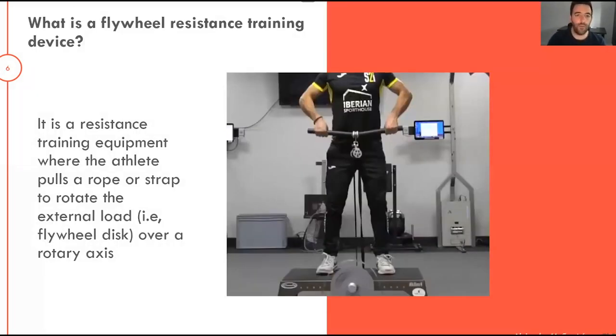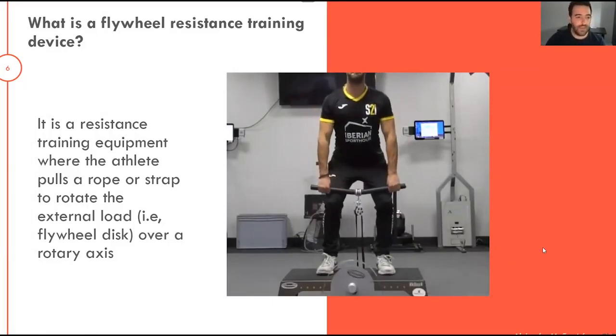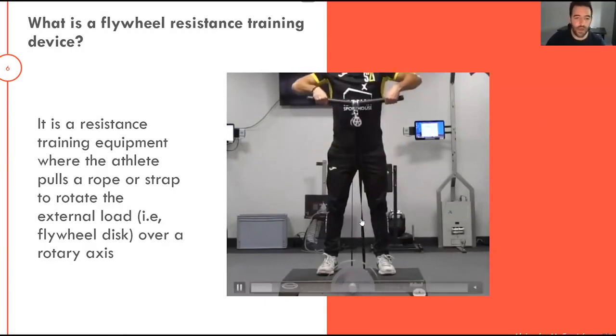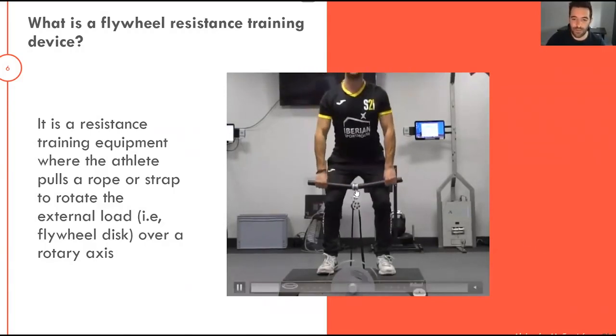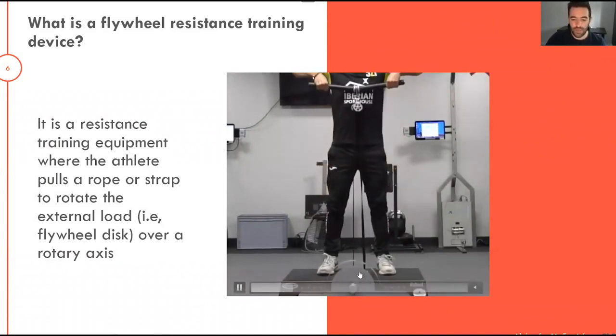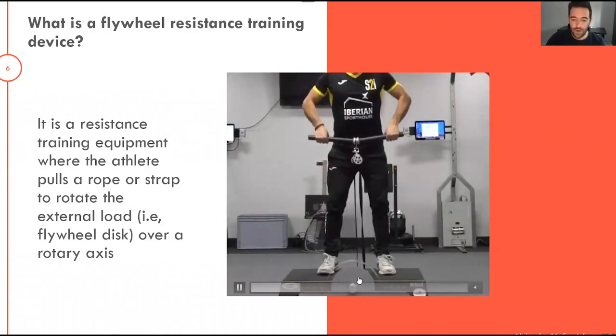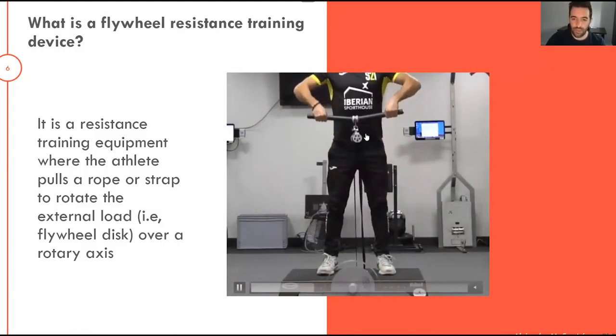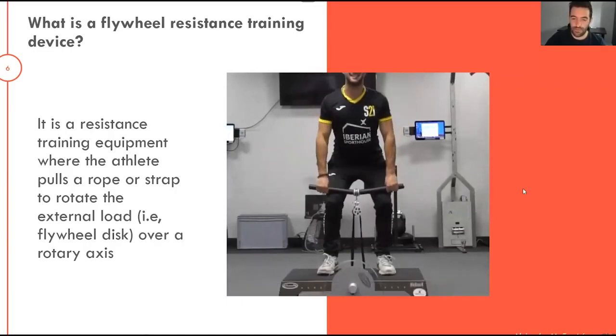So what is a flywheel resistant training device? A flywheel resistant training device is a resistant training equipment where the athlete pulls a rope or a strap, like in this device here, to rotate the external load, which usually is a flywheel disc, over a rotary axis. So in this video, we're showing the concentric phase and the eccentric phase.